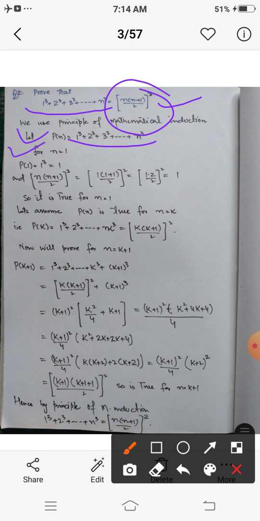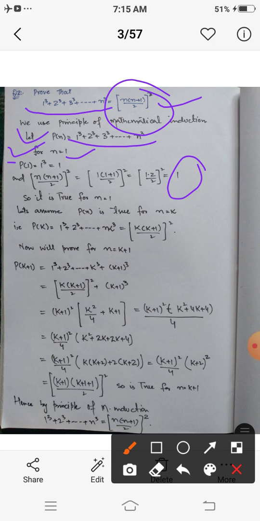Now for n equals to 1, p of 1 is simply 1 cube, that is 1. Now RHS of this, that is n into n plus 1 upon 2 whole square, when we put n equals to 1 is 1 into 1 plus 1 upon 2 whole square, that is simply 1 into 2 upon 2 whole square, which is simply 1. So this means that LHS is RHS, hence this statement p of n is true for n equals to 1.